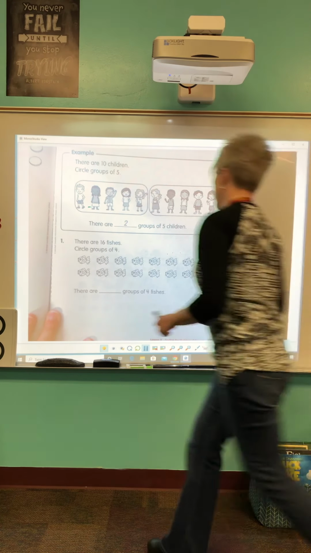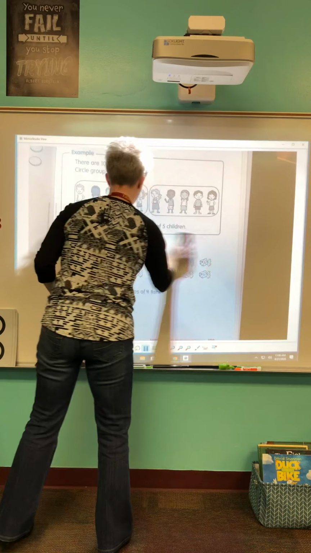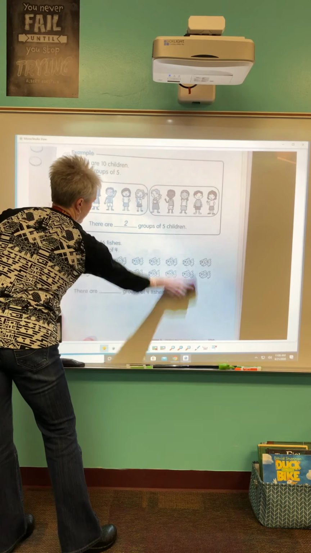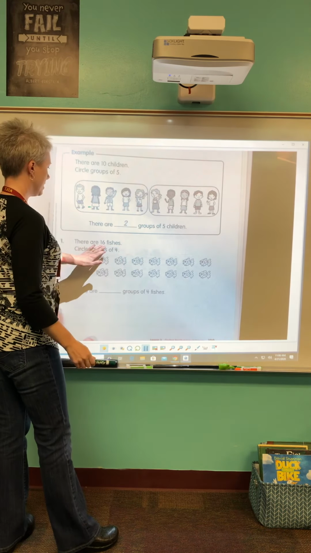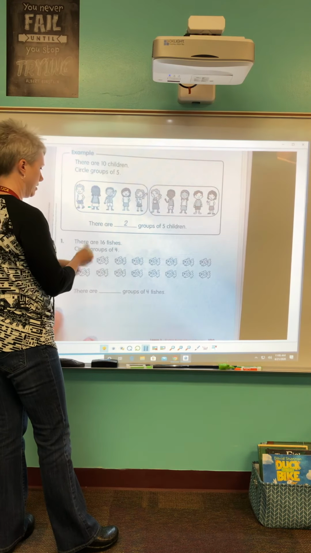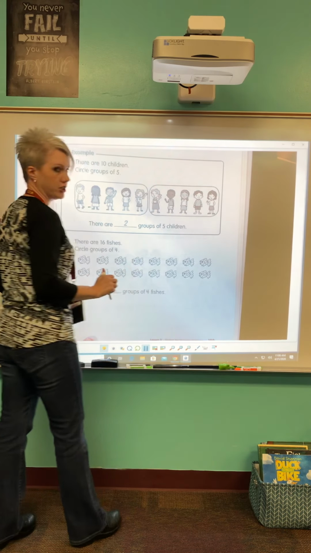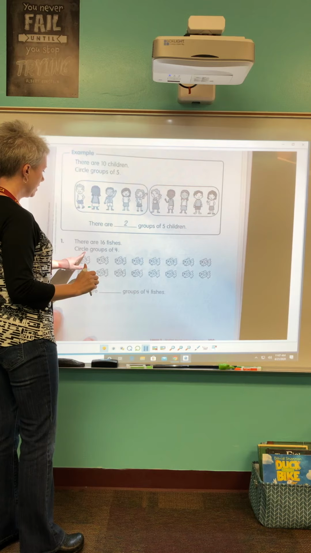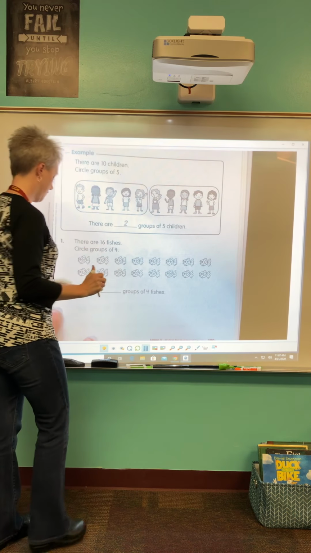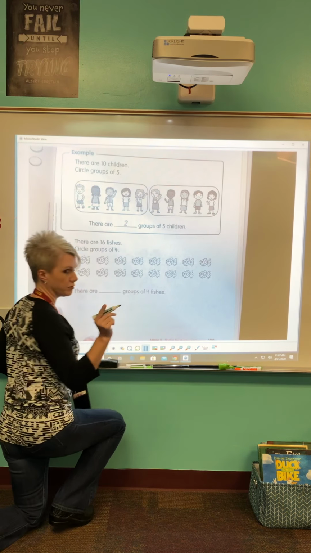All right. This says there are 16 fishes. So we know we have 16 fishes all together. Circle groups of 4. Okay, so each group should have 4.